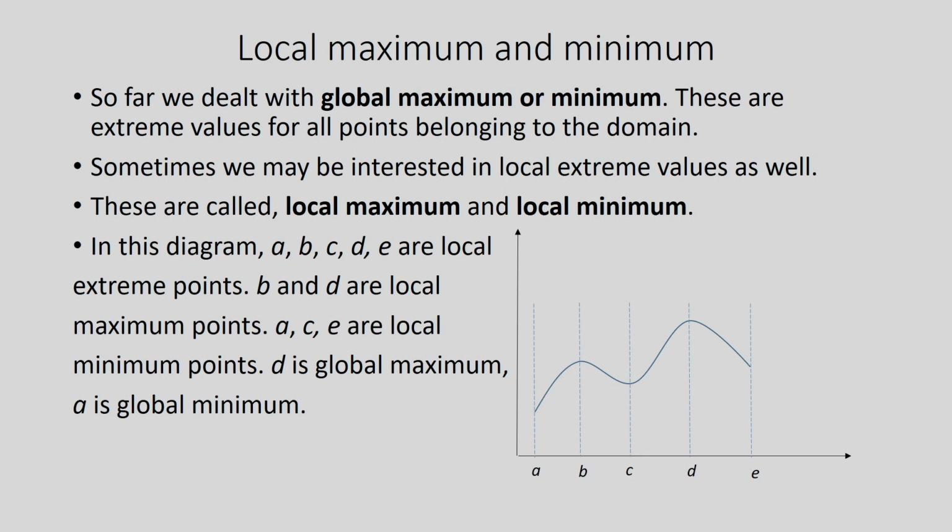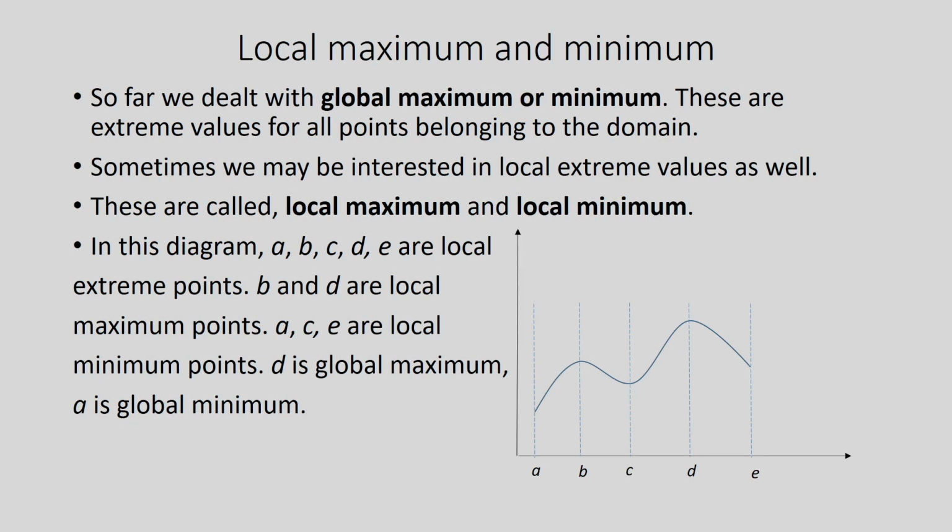Okay, now we talk about something else. So far we dealt with global maximum and global minimum. Now we are going to talk about local maximum and local minimum. Now in global maximum and global minimum, what are these? These are extreme values for all points belonging to the domain. So you have a domain on which there could be a maximum and a minimum. So those are called global maximum and global minimum. But sometimes we may be interested in local extreme values as well, and these are called local maximum and local minimum.